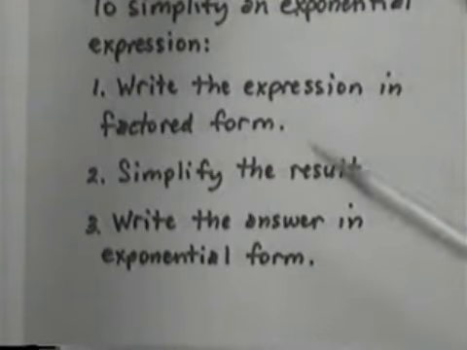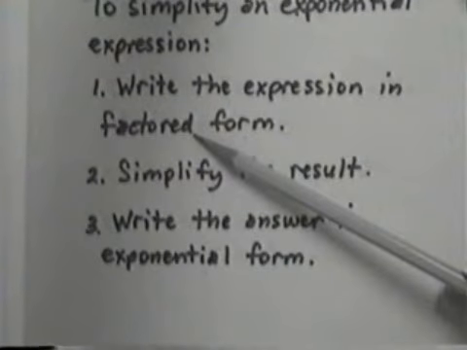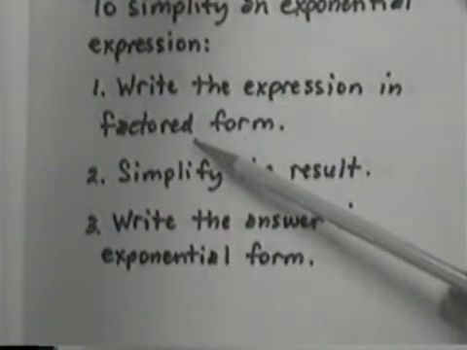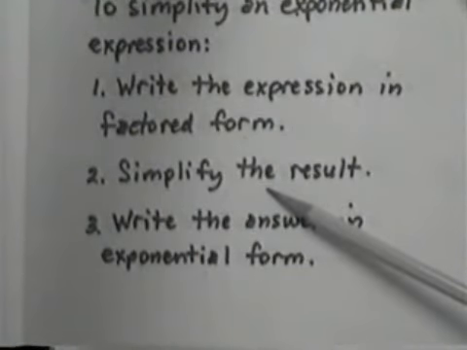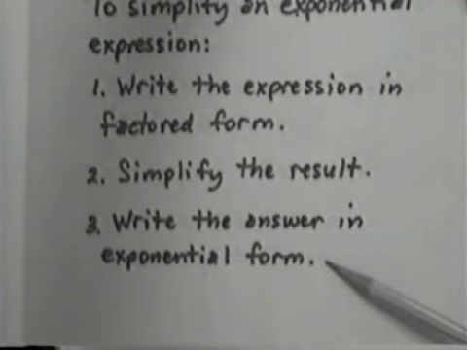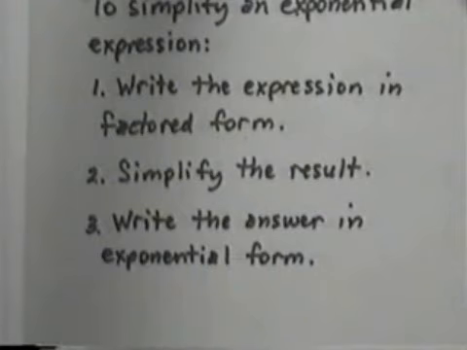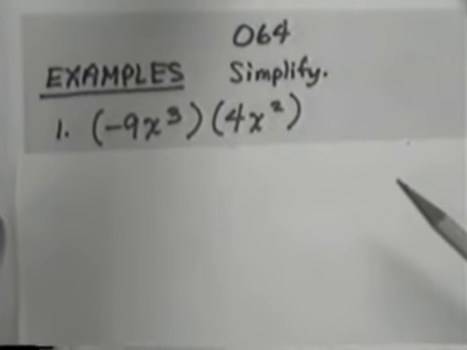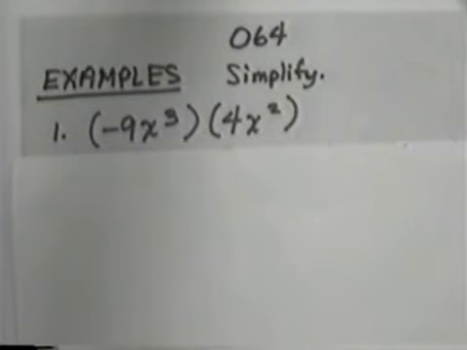So our 3 steps are to write the expression in factored form, write the factors spread out. Then simplify the result. This may involve multiplying. It may involve simply counting factors. Finally, write the answer in exponential form. Let's look at examples. Our examples all have as their instructions, simplify.